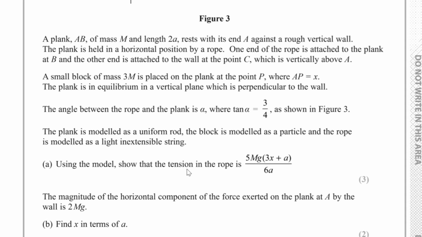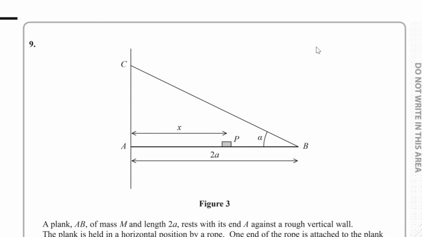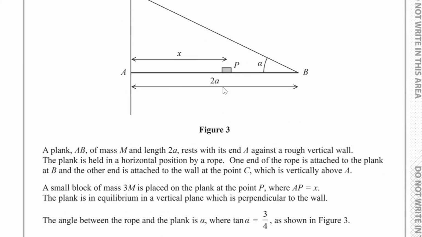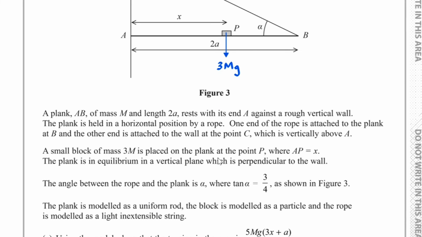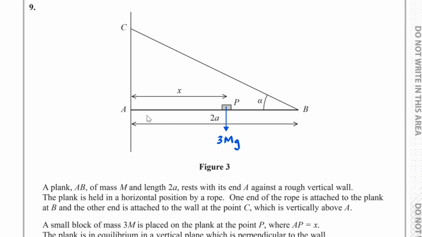For part A, using the model, we have to show that the tension in the rope is 5mg multiplied by 3x plus a, divided by 6a. Before we do anything else, I think it will be a good idea to draw some of the forces on the diagram. So we've got this block with mass 3m. So the weight of it going downwards over here will be 3mg. And what we also have is the plank with mass m. So over here at the center of the plank, we've got a weight of mg.